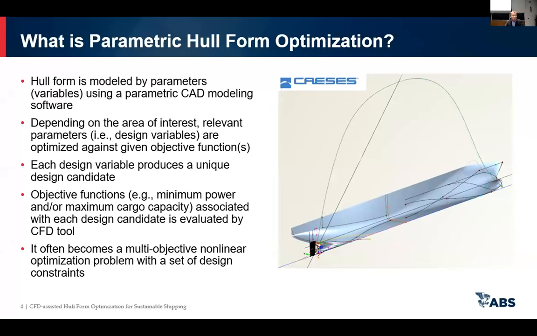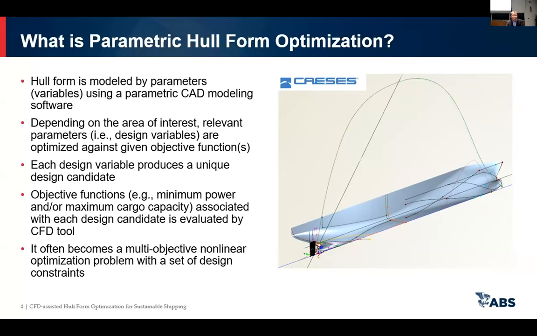So you heard about parametric hull form optimizations, so I can briefly talk about it here. Hull form is modeled by parameters. It's basically numbers or variables. Using a parametric CAD modeling software, I know Marin has its own tools plugged into Rhino. We do have a commercial software called Cases. This is not our software. We're not really endorsing it, but we're using it for many years.